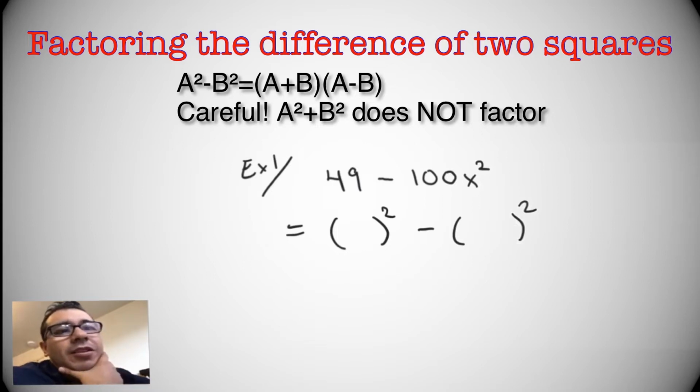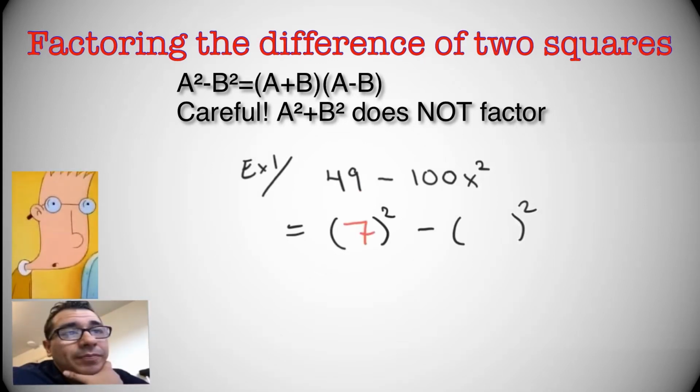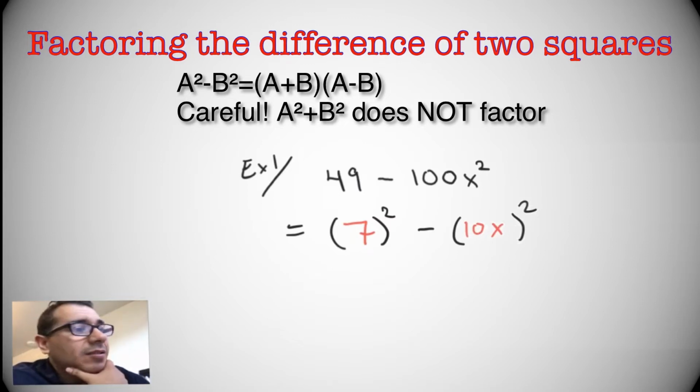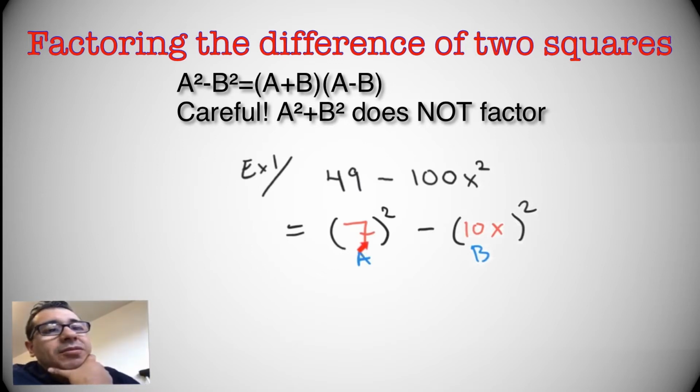So what squared gives me 49? If you heard the person breathing behind you, they said 7. And you ask yourself that same question for 100. What squared gives you 100? And we all know that's 10. And x squared gives me x squared. So using our definition upstairs, this is our A and this is our B. Now all we're going to do is substitute these values into our formula.